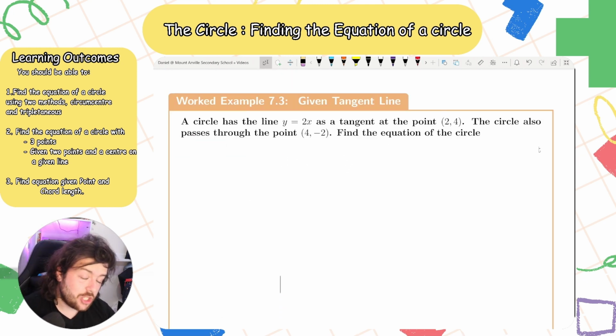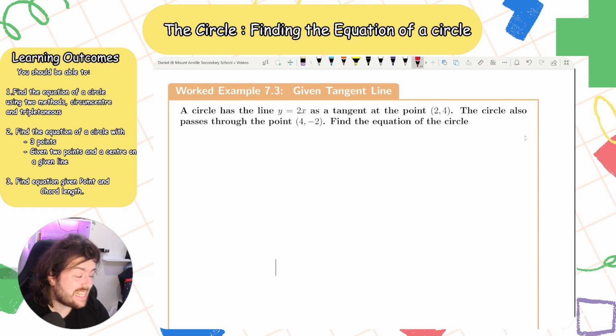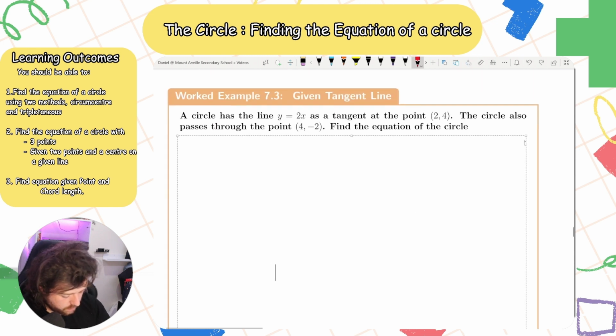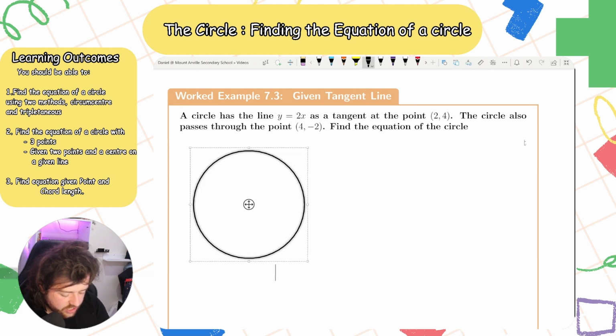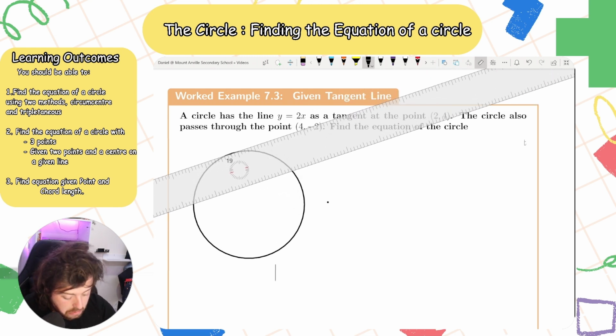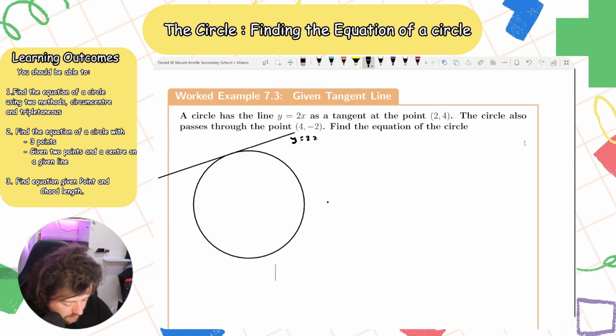So let's look at example 2. Again, I will do the two methods for this one. For the first one, I'm going to use a geometric method again. A circle has a line y equals 2x as a tangent to the circle at the point 2, 4. The circle also passes through the point 4, 2. So again, we always draw a sketch, right? Draw a sketch. So this line here is the line y equals 2x, and it is tangent at the point 2, 4.